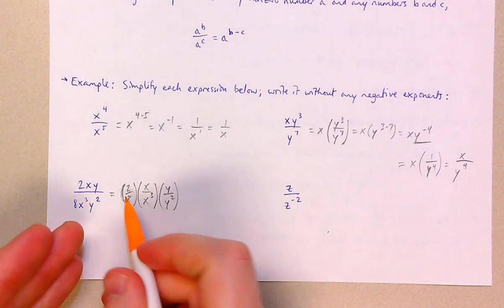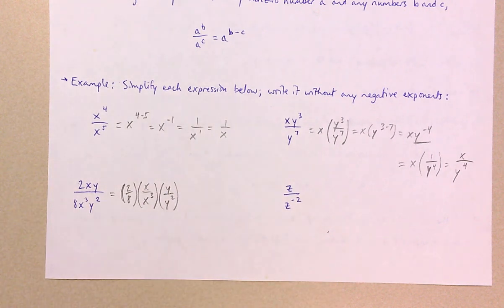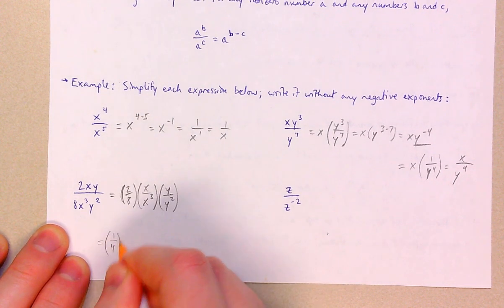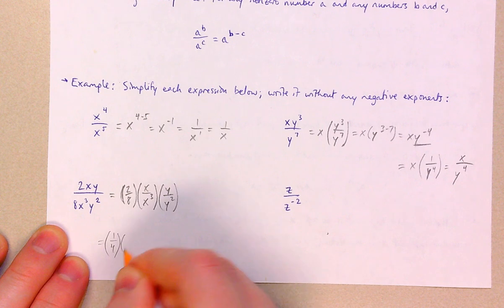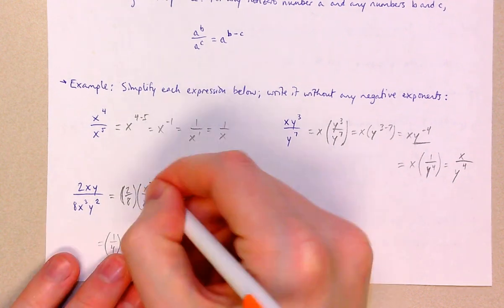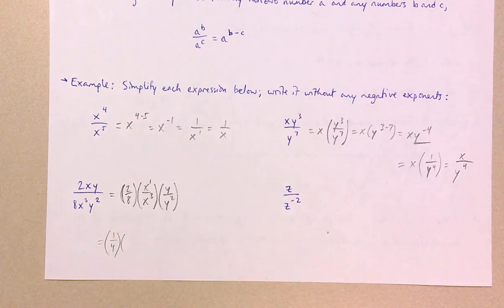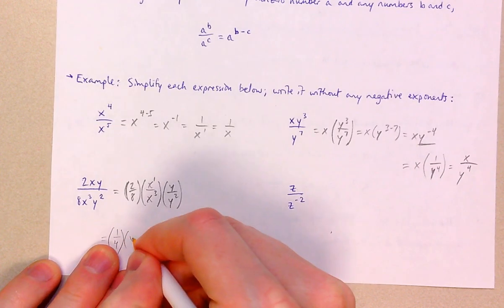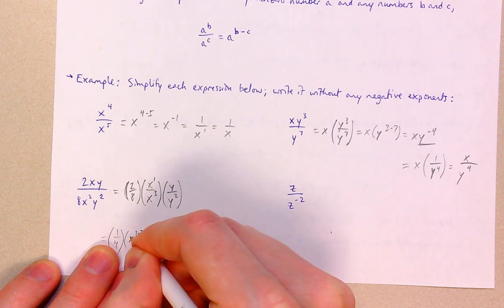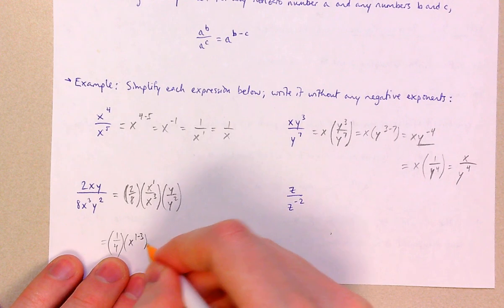So I have 2 divided by 8. 2 divided by 8 is the same thing as 1 divided by 4. All right. X, which is the same thing as x to the 1, divided by x to the third. Bases are clearly the same. We're going to use that quotient property to say that this is x raised to the difference of those powers. And again, it's top power minus bottom power.